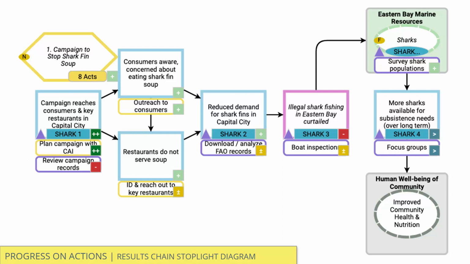Our stoplight diagram provides a useful way to see the status of all our actions at a quick glance and in relation to our overall results chain. It's a great way to quickly identify where there are potential problems, like here, and they are related to one another. For example, we can see this team is having some issues with its monitoring activities, though the implementation itself seems to be on track.